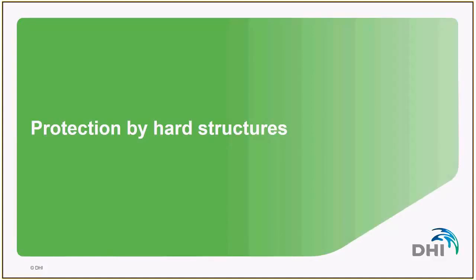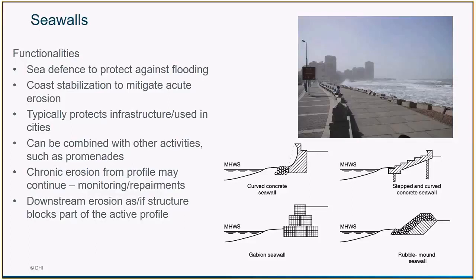So let's start with the hard structures, and we will start with seawalls. Seawalls are by definition passive structures that separate land and water areas. Their role is to fix the location of the coastline, and it's a type of protection which is very often used in cities where space is very scarce.